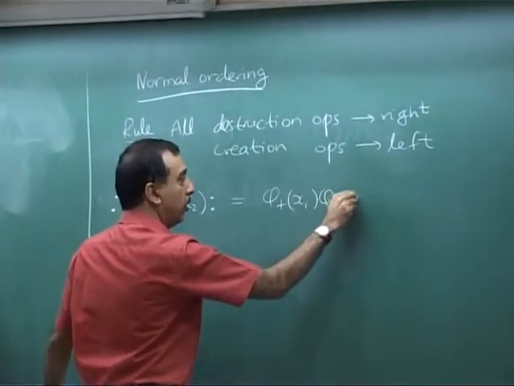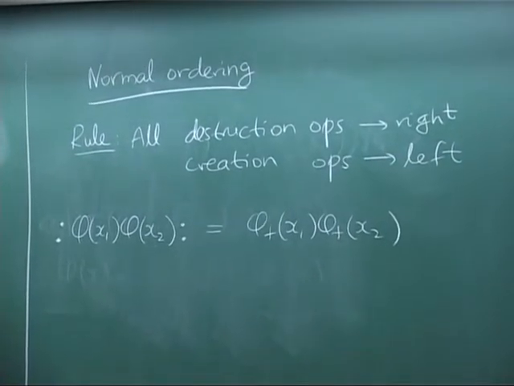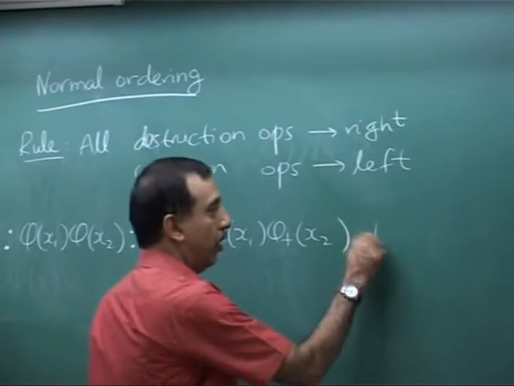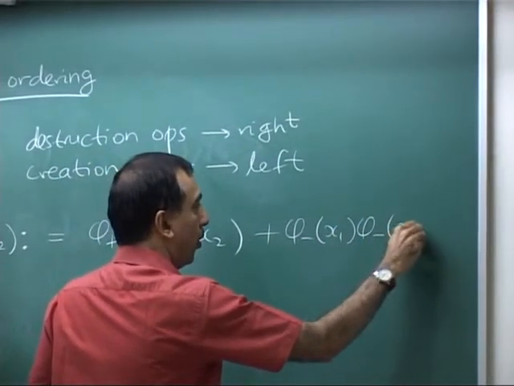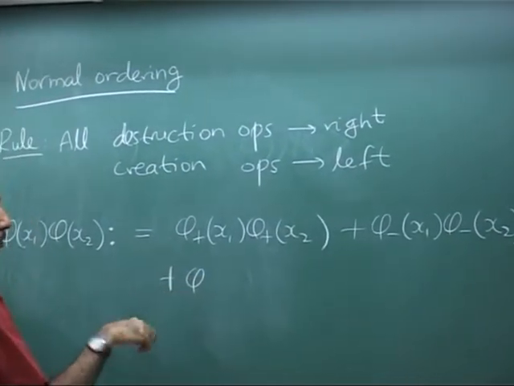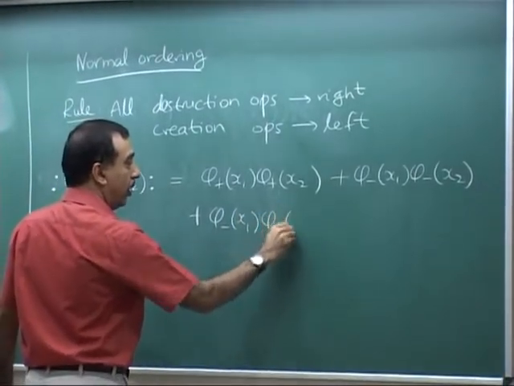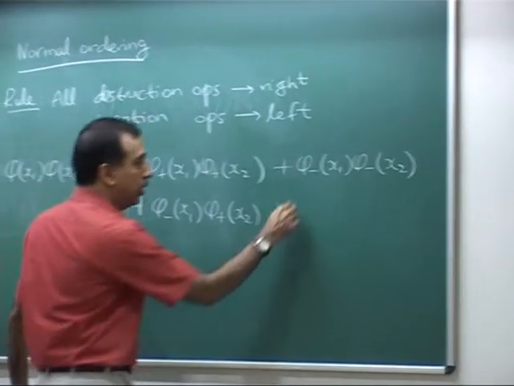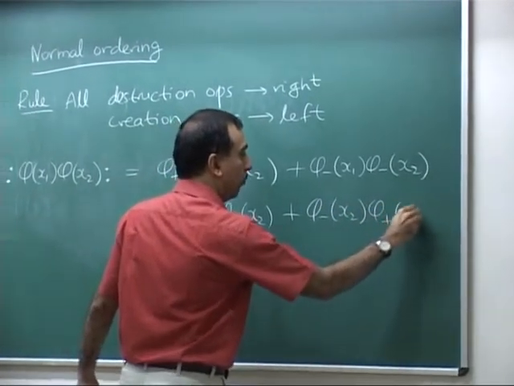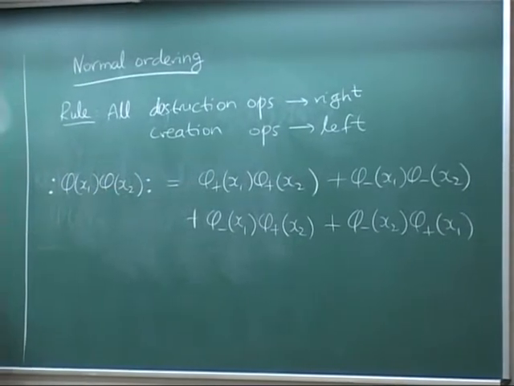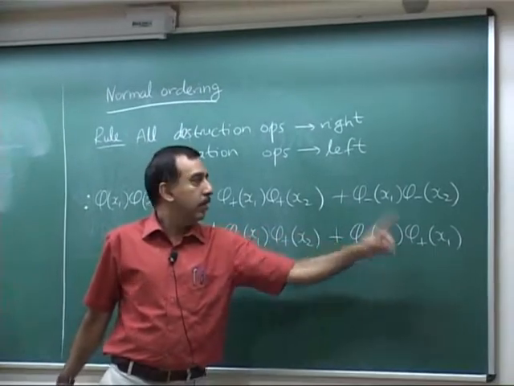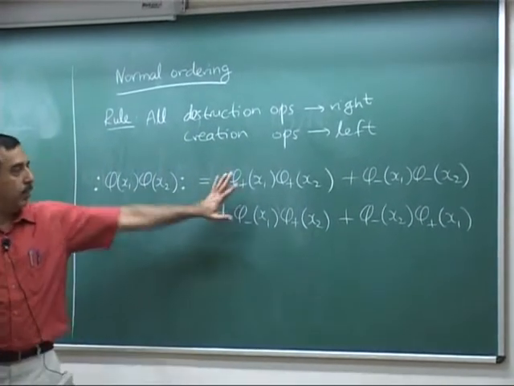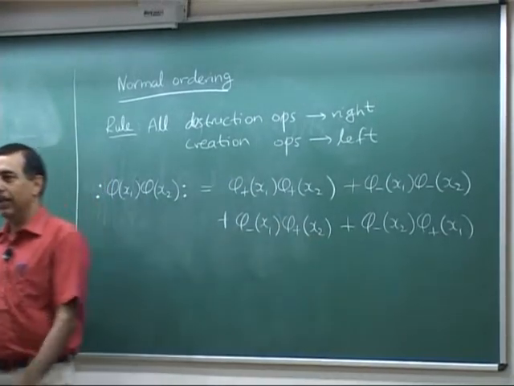So phi plus x1, phi plus x2, I can write in any order. It satisfies the criterion that all destruction operators are to the right, trivially. Similarly for phi minus and phi minus. But if you look at the product with a phi minus and a phi plus, then normal ordering says it must be phi minus at x1, phi plus at x2, plus, what's the last term? Very good. Phi minus at x2, phi plus at x1. And if you look at all the terms, you see that most of them have phi plus on the right. Only this term which has no phi pluses, then of course we couldn't help it. But in general, phi plus should be to the right and it doesn't care anything about time order. So we never said anything whether t1 is greater than t2 or the other way. This is normal ordering.